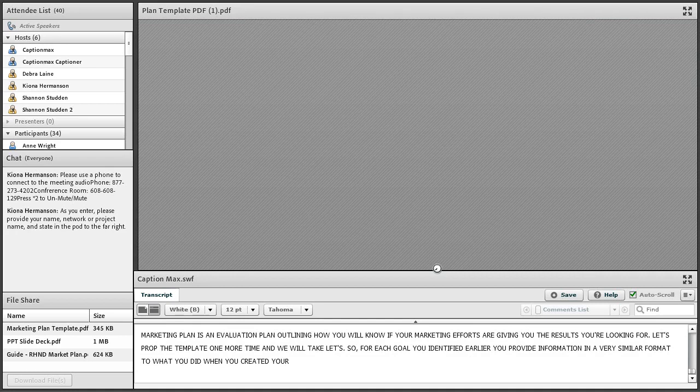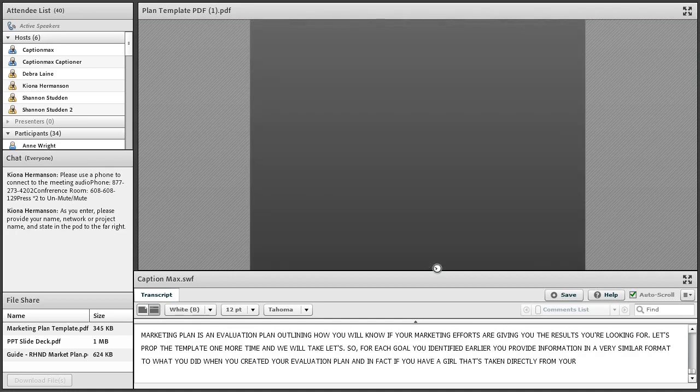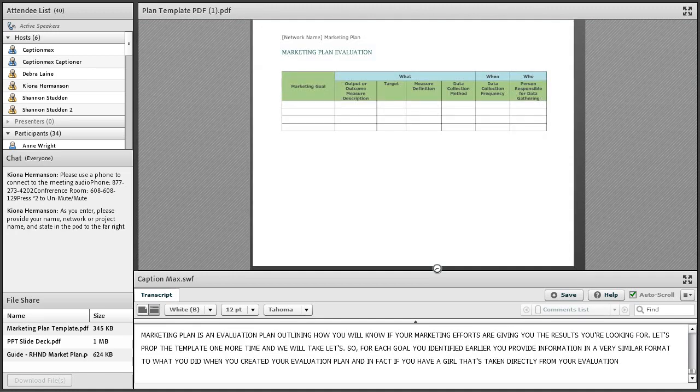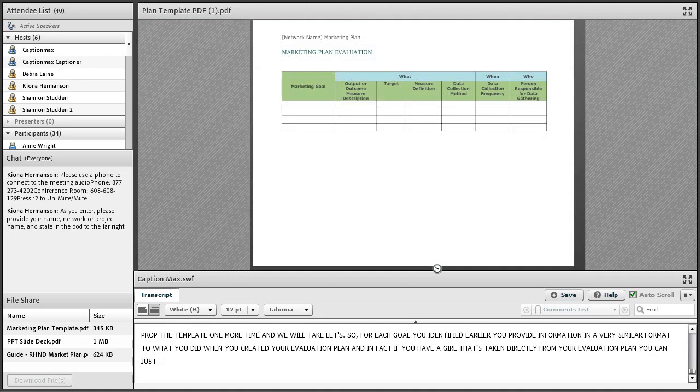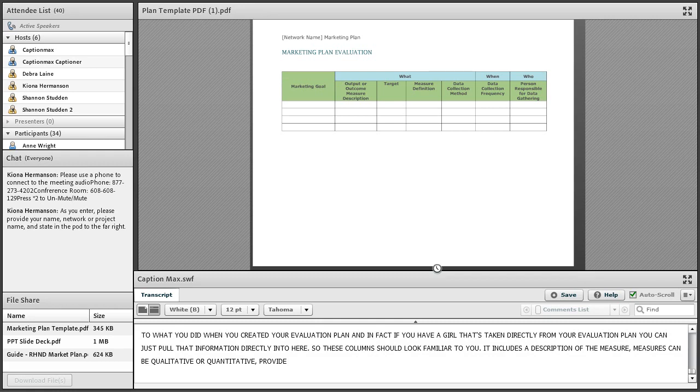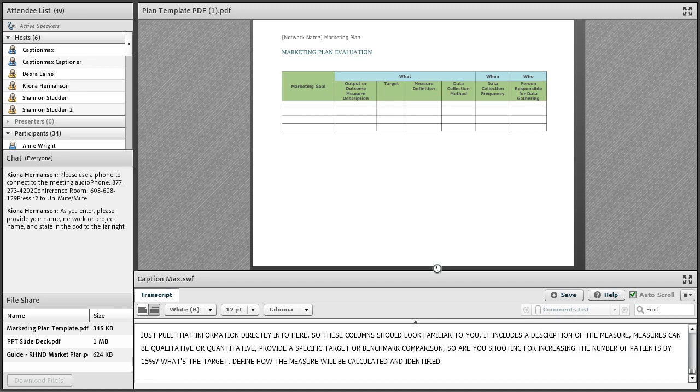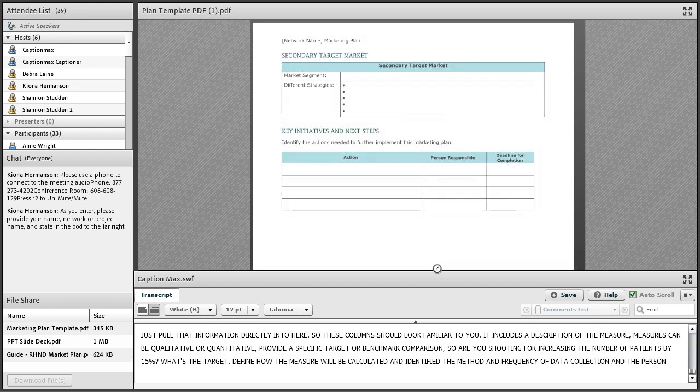One of the last pieces of your marketing plan is an evaluation plan, outlining how you'll know whether your marketing efforts are giving you the results you're looking for. Let's pull up the template one more time, and we'll take a look at the evaluation plan. So for each of the marketing goals you identified earlier, you provide information in a very similar format to what you did when you created your evaluation plan. And in fact, if you have a marketing goal that's taken directly from your evaluation plan, you can just pull that evaluation plan information directly into here.